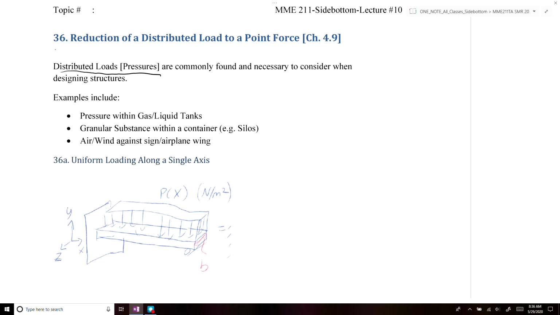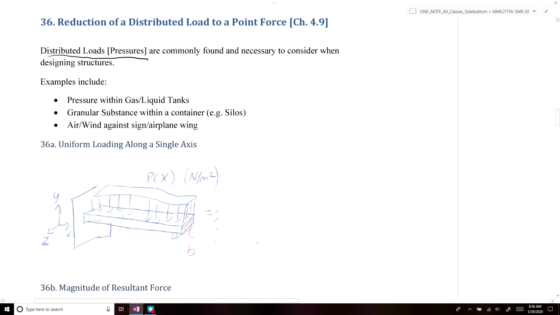What we're interested in today is taking this distributed load, or this pressure, and simplifying it down to a single point force. For example, we have a very simple case where we have a cantilever beam that's supported by a roller on one end and is fixed at the other end, and there's a pressure distributed across the whole length of this beam. The pressure is only a function of x, and the width of the beam is equal to b.